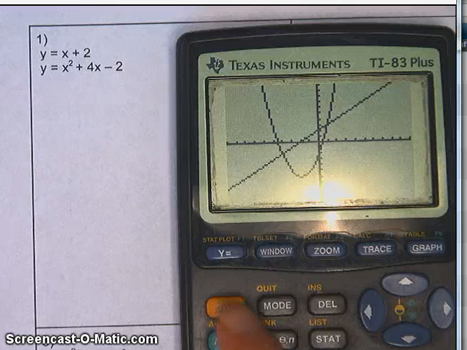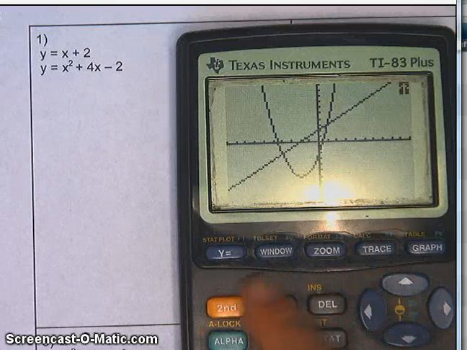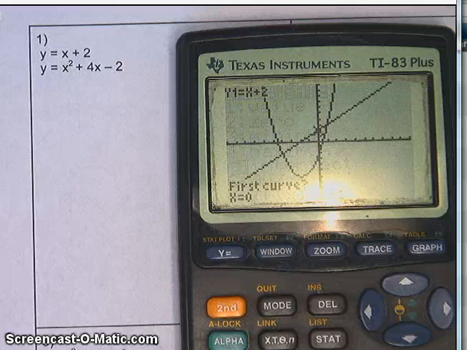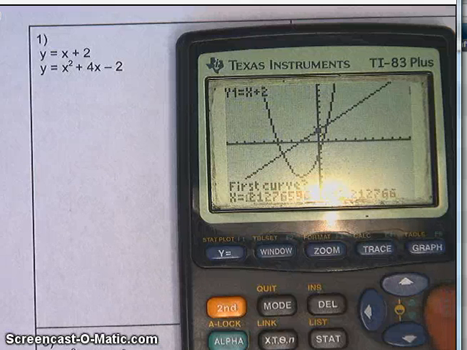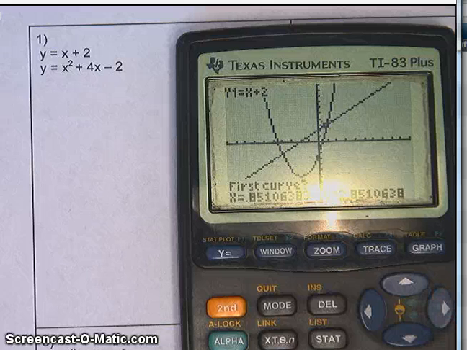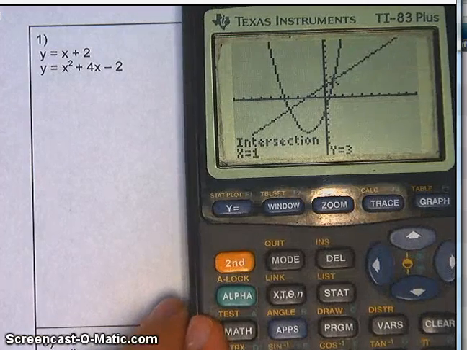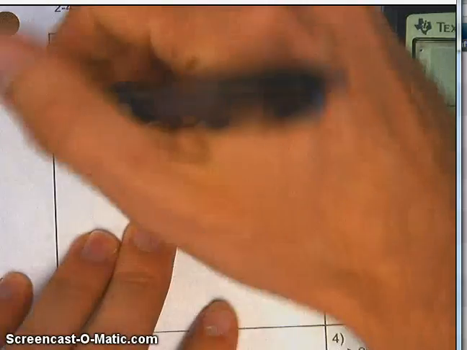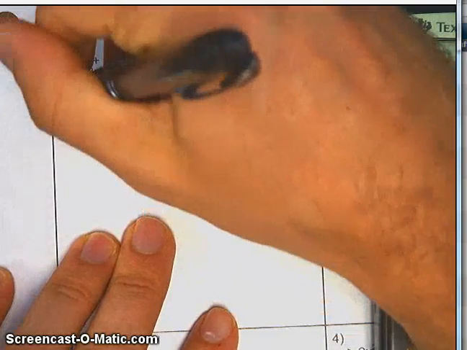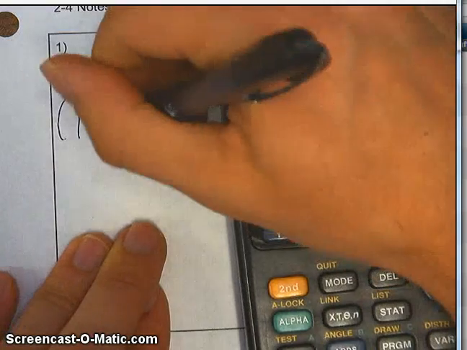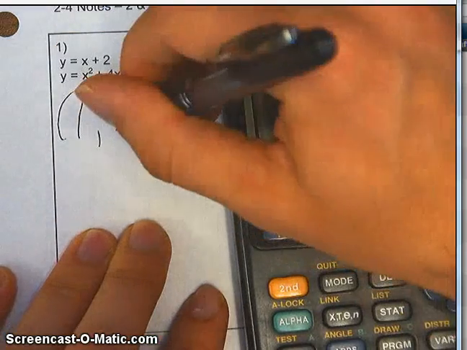The way you get them is you go second trace, and we're going to see where they cross. So we want to hit enter on intersect. Now I'm going to move my spider pretty close to the intersection point before I hit enter 3 times. Enter, enter, enter. One of the 2 solutions is 1, 3. So I'm going to write that one down. 1, 3. That's one of the times this thing's cross.